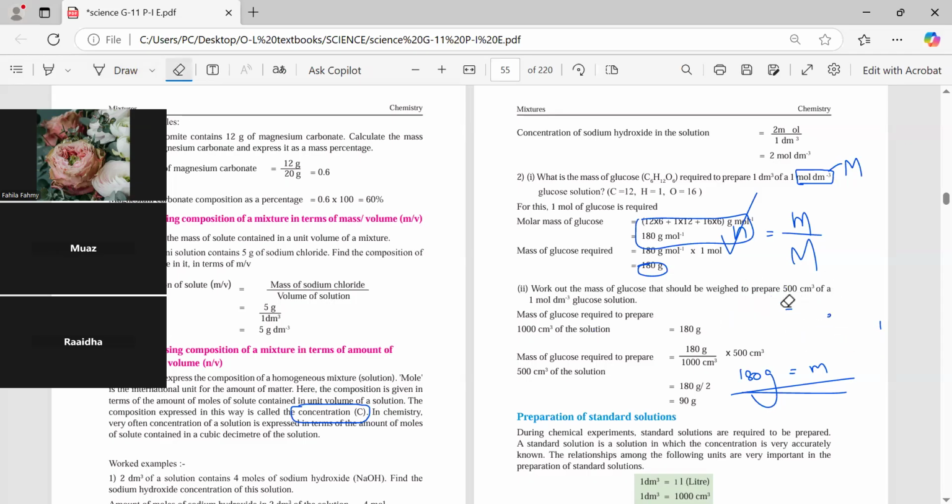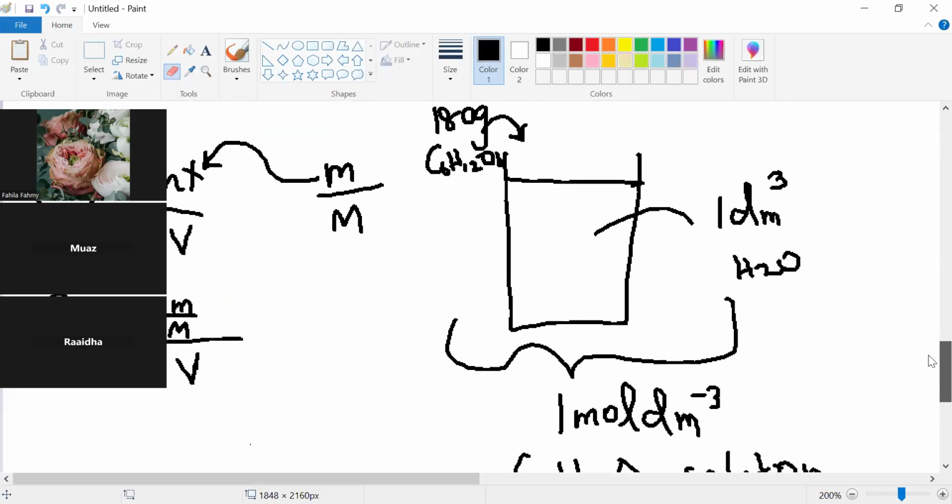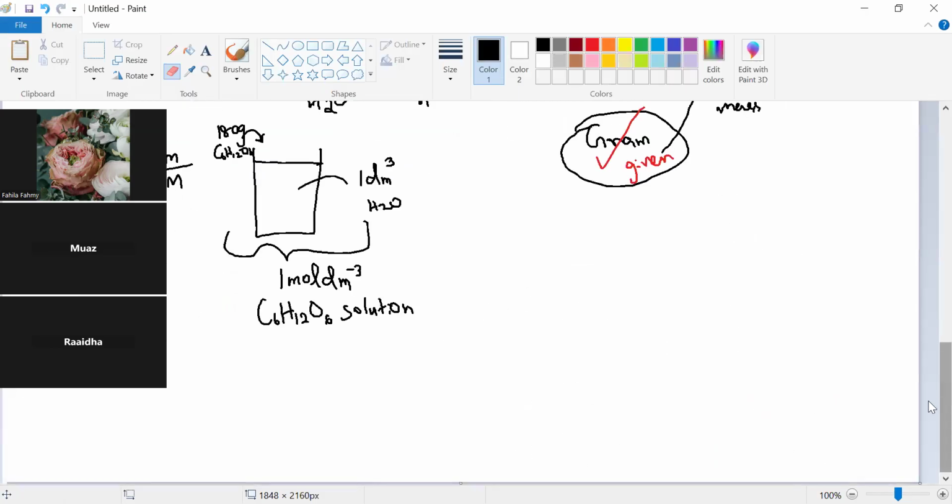Right. Okay. So then, Puta, they're asking you another question. So we'll be working on another sum also, right? Okay. So let me just erase this. The second part of the sum is: work out the mass of glucose that should be weighed to prepare 500 cubic centimeter of this particular glucose solution. The mass of glucose required to prepare. Don't look at the answer, right? Just think and tell me, Puta.